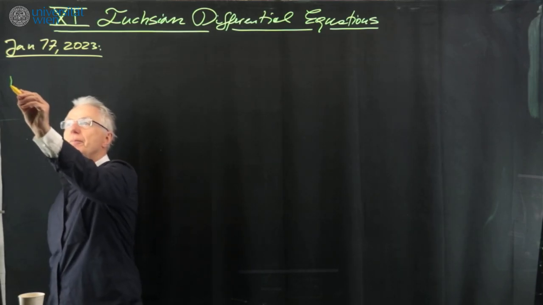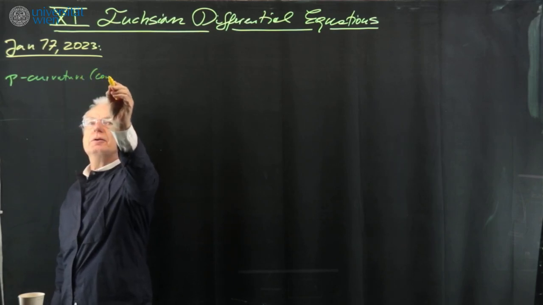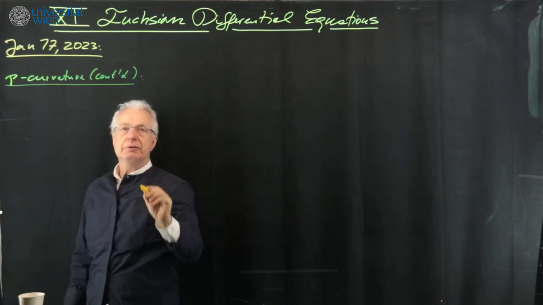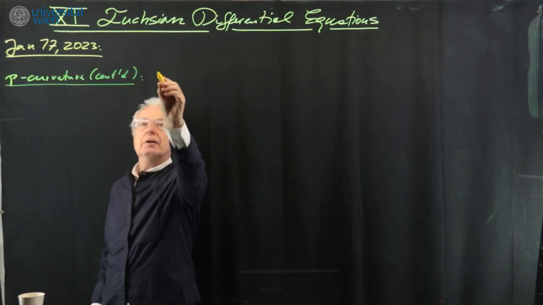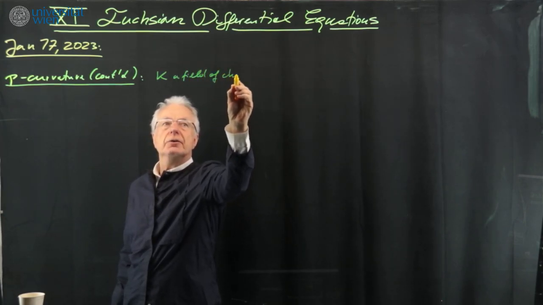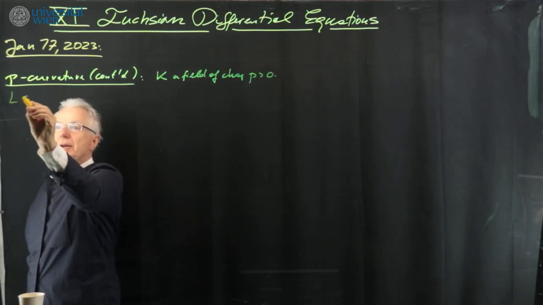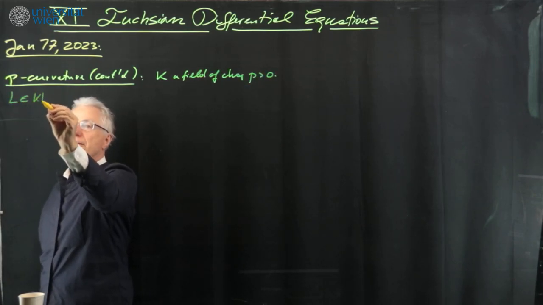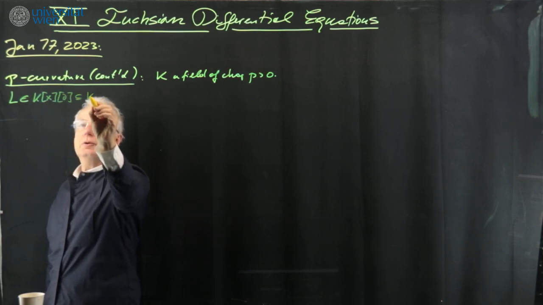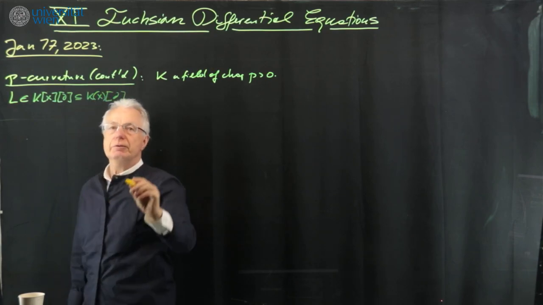So, p-curvature continued. So last time I gave three different definitions. We have K, a field of characteristic p positive. We take L, we can take polynomial coefficients, or we could take also rational functions. Doesn't matter too much, a differential operator.